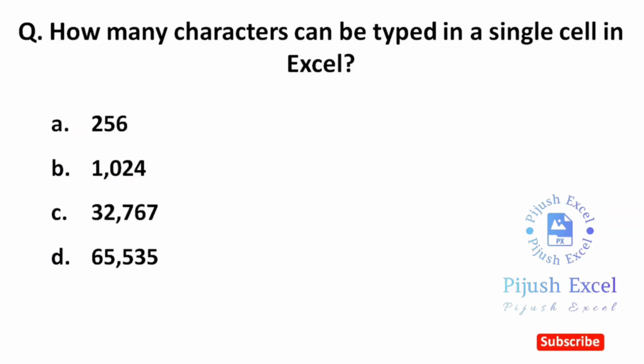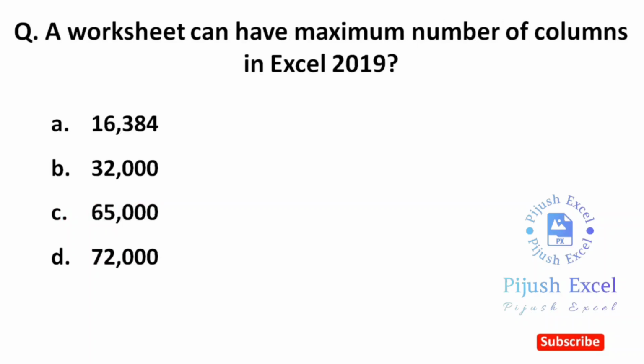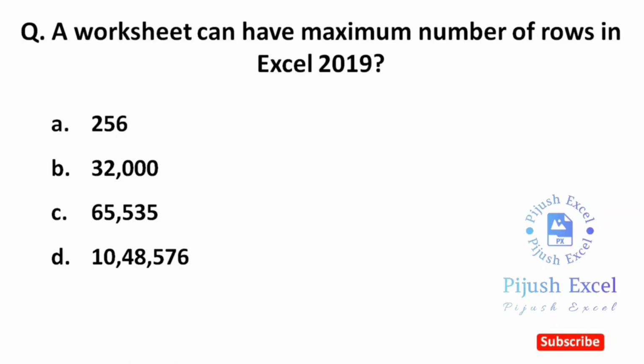How many characters can be typed in a single cell in Excel? Option C. Next question, a worksheet can have a maximum number of columns in Excel 2019. Right answer option A. Next question, a worksheet can have a maximum number of rows in Excel 2019. Option D.